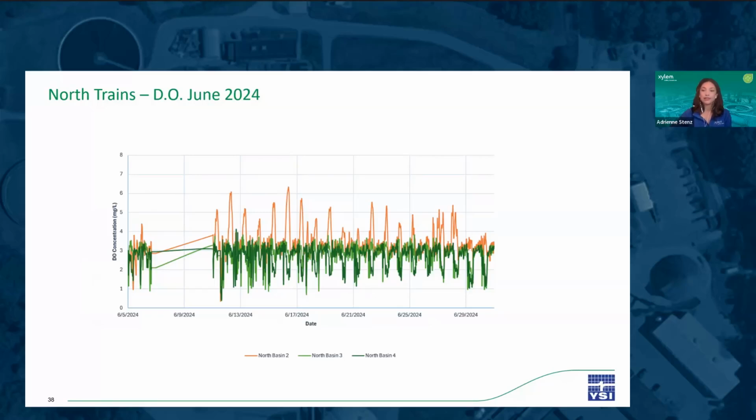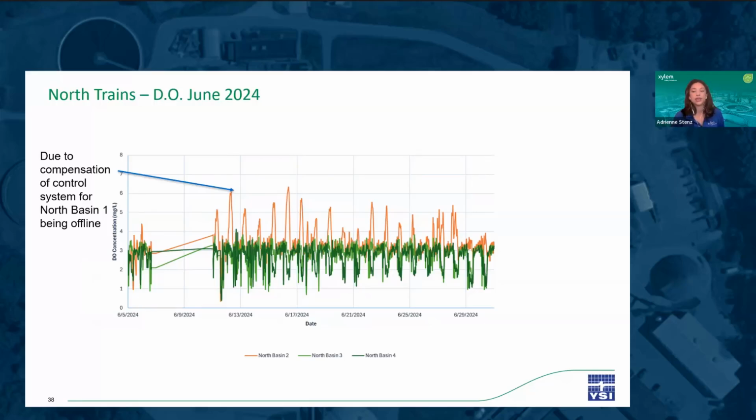The reason that the DO levels were so high in North Basin 2 was because Basin 1 was offline for this month. The aeration control system for North Basin 1 and North Basin 2 are tied together. North Basin 1 was drained for the month of June for maintenance, but still needs to maintain a minimum mixing airflow in the basin to keep equipment healthy and to prevent things from going septic. In order to maintain that minimum airflow in North Basin 1, the North Basin 2 airflow must be adjusted and bumped up a bit.